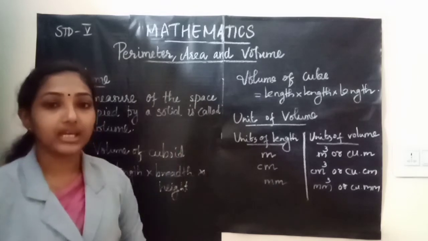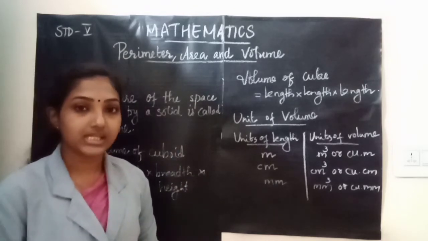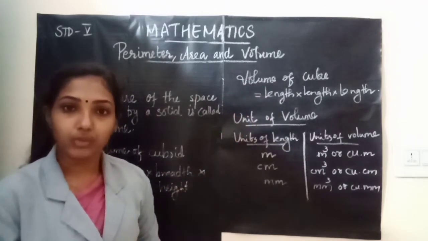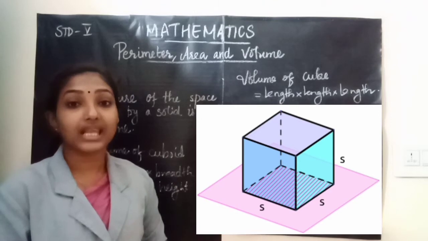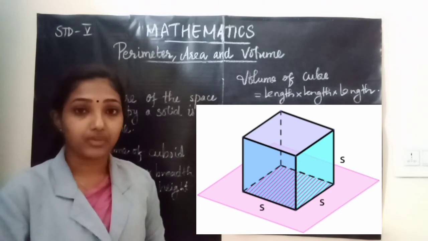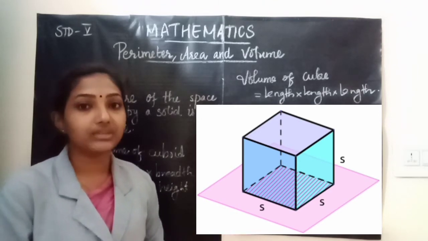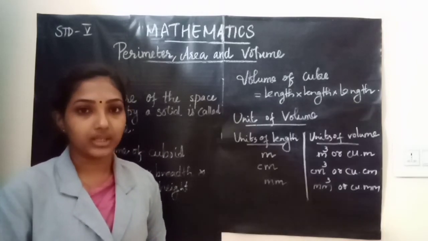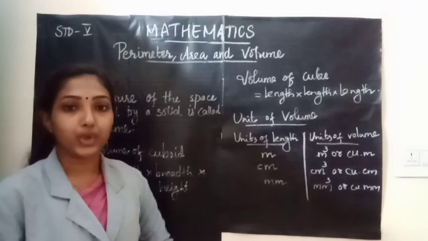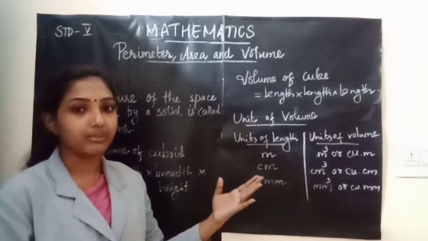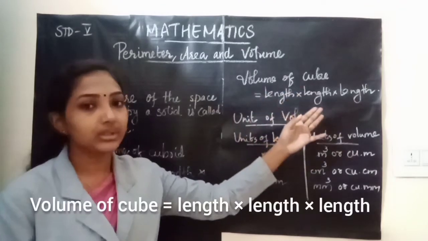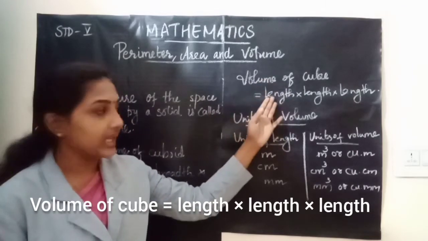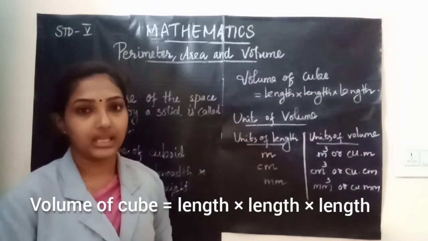Okay, and the another solid shape which we are discussing is the cube. A cube is also a cuboid whose length, breadth and height are all the same. For a cube, all the three measurements, length, breadth and height, are equal. So to find the volume of a cube, we have to multiply all the three measurements, and it is length into length into length. So volume of a cube is equal to length into length into length.